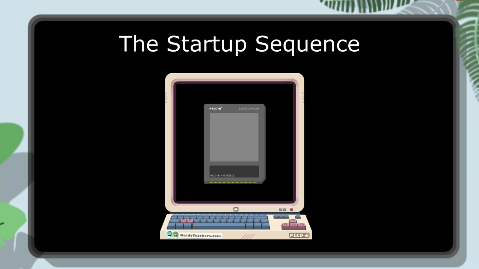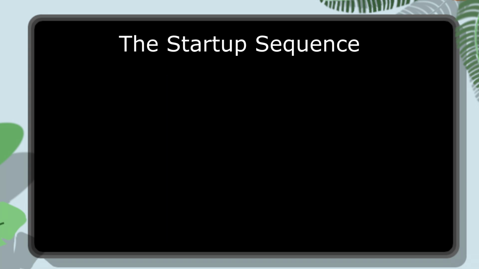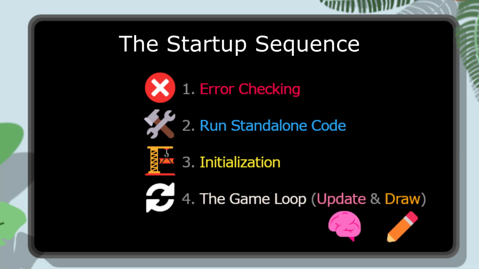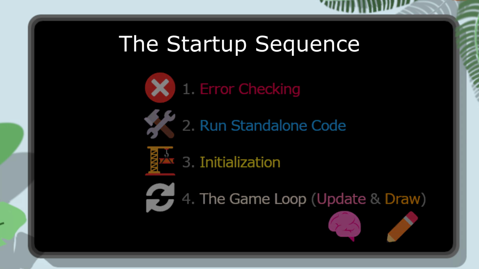When running a game, Pico 8 follows a specific startup sequence. First, it reads your code and checks for errors. Second, it runs any code that is outside of all functions. Third, it looks for and runs a specific function to initialize or prepare the game. Fourth, it starts running the game loop and remains there, cycling between the update and draw functions. Let's go over each step in more detail.